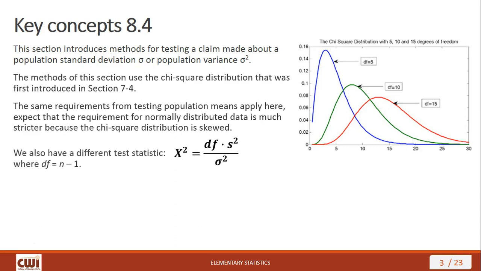We're also going to have a different test statistic, which you see here on the screen. So we take our degrees of freedom, multiply by our sample variance, divide by our population variance, and that gives us our chi-squared score, which is our test statistic. As always, degrees of freedom is one less than the sample size.